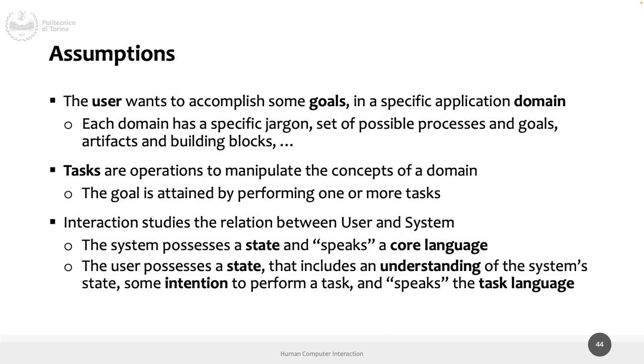And as a consequence of all of this, the system possesses a state and speaks its own language. That's the language of the system. And the person also possesses a state, and that includes an understanding of the system state, some intention to perform a task, and it speaks its own language. Trouble happens when the two languages are not aligned. Trouble happens when this understanding of the system state is not the actual system state. So I'm understanding that something works in a certain way, but it's not actually working that way. But my understanding of the thing is that one. This could be, as we said before, expectation, but not only. And clearly I need to want to use a system, whatever it is, to do something, to reach a goal in some way.